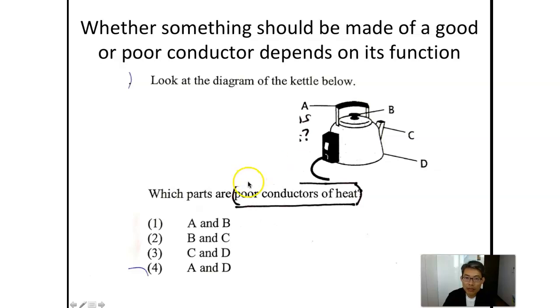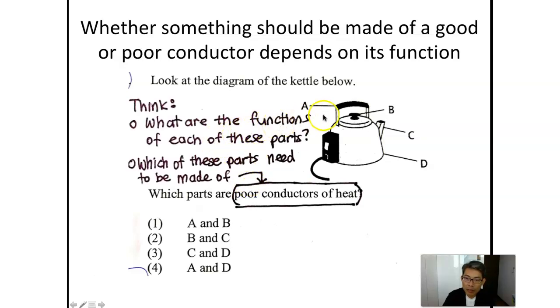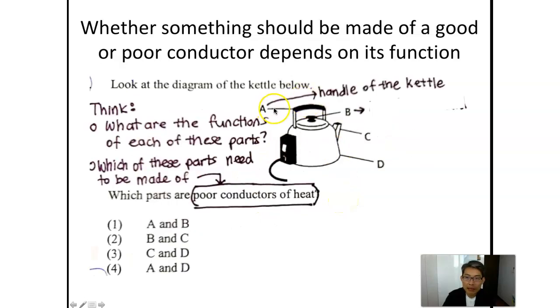But they're looking for poor conductors of heat. So think about the function of the parts A, B, C, and D, and which of these parts needs to be made of poor conductors of heat. Now clearly, A is the handle of the kettle, and to avoid getting scalded, a person has to hold on to a material that will slow down the rate of heat transfer from the hot water to the hand. Likewise, B is the handle of the lid. For a person to hold it safely, this must be made of a material that will slow down the rate of heat transfer from the hot object, like the hot kettle, to the fingers. So the answer to this will be A and B.